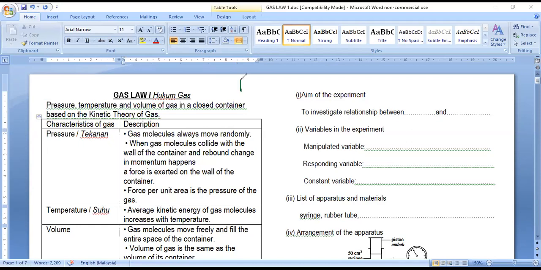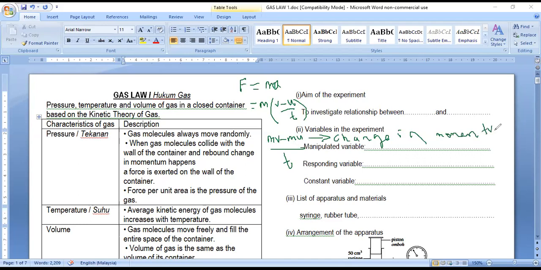Okay, because we know that F equals to MA, right? So what is A? A is final velocity minus initial velocity divided by time. So when you multiply, you get mv minus mu over t. This you call change in momentum. So change in momentum will produce force.